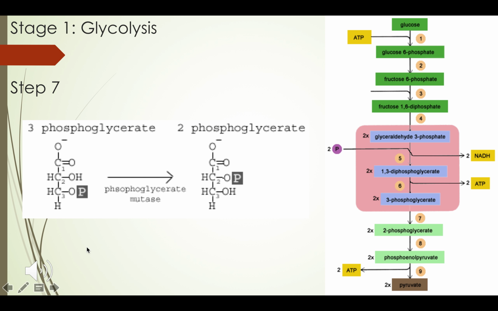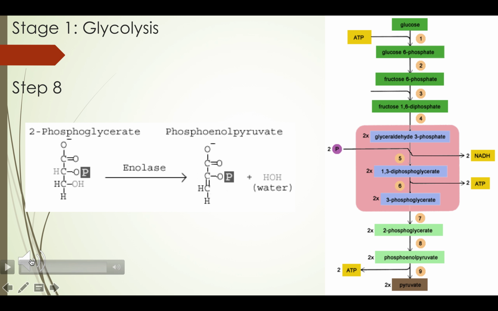In step 7 of glycolysis, 3-phosphoglycerate becomes 2-phosphoglycerate by rearranging the position of the phosphate group. The enzyme that catalyzes this reaction is called PGM. The 8th step converts 2-phosphoglycerate into PEP. This reaction is catalyzed by the enzyme enolase. Enolase actually removes a water group and dehydrates the 2-phosphoglycerate to form the PEP. So as you can see in the diagram below, we get the PEP plus the water that was dehydrated from it.